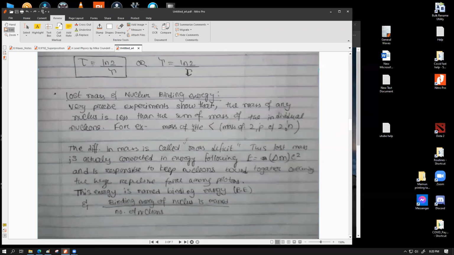What it means is that the difference in mass is called the mass deficit. This lost mass is actually converted into energy following E equals delta m times c squared. Delta m in this case means the difference of these two sides of this inequality. So this is the amount of lost mass, and it is responsible for keeping the nucleus bound together, overcoming the huge repulsive forces among protons. This energy is named binding energy. So the energy that binds the nucleons together, protons and neutrons within the nucleus, is called the binding energy. Some also call it nuclear binding energy, pretty much the same thing.